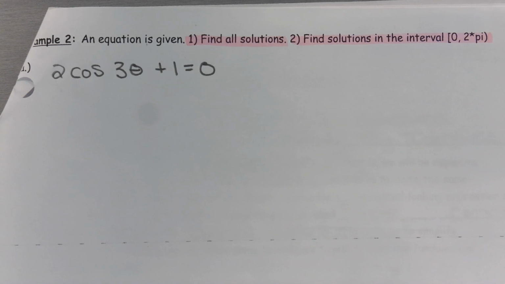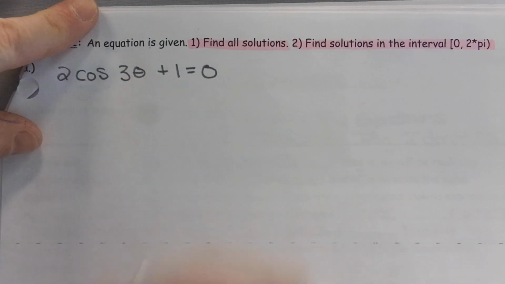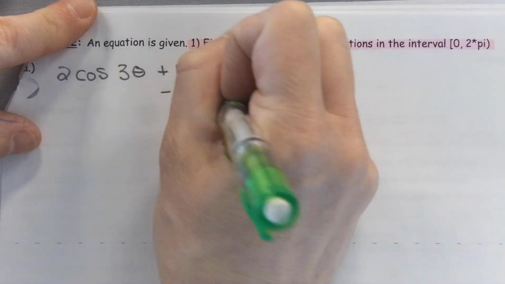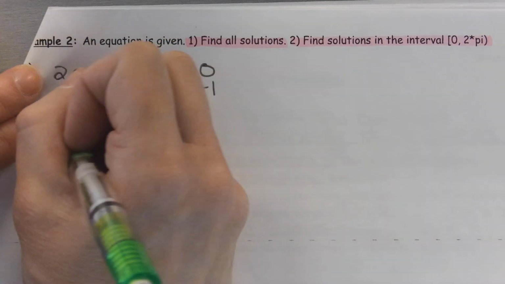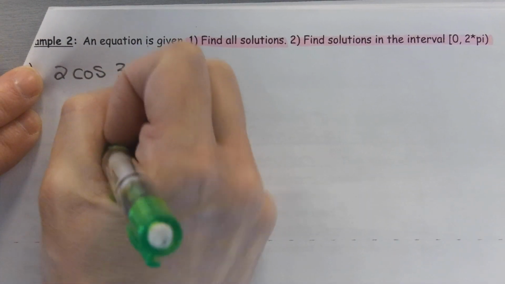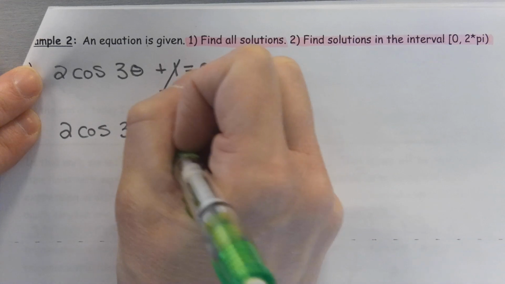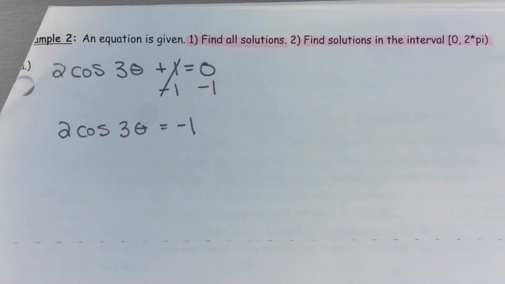What could I move first? The 1. Let's subtract the 1 to the other side. So again, opposite operations, subtract it to the other side. Again, keeping it balanced. Always thinking about an equation like a balance, that if you do something to one side, you must do it to the other. Okay, there we go. Step 1.